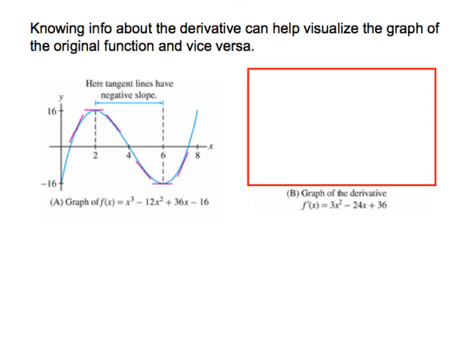Okay. Knowing information about the derivative can help visualize the graph of the original function and vice versa. So graph A that is shown is the graph of the original function. Keeping in mind, ordered pairs of the original function would be x comma f of x's. We have our x's pretty well shown on the graph. We have our y values shown on the graph. We want to analyze this, and then we want to try and come up with a sketch of the derivative graph, okay, and see if it holds true.